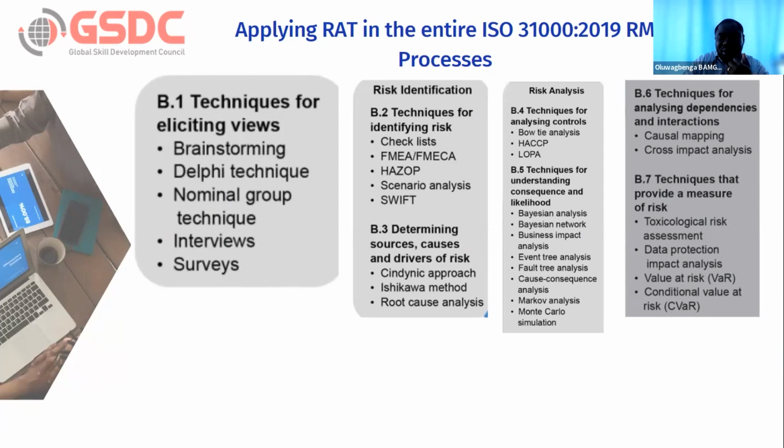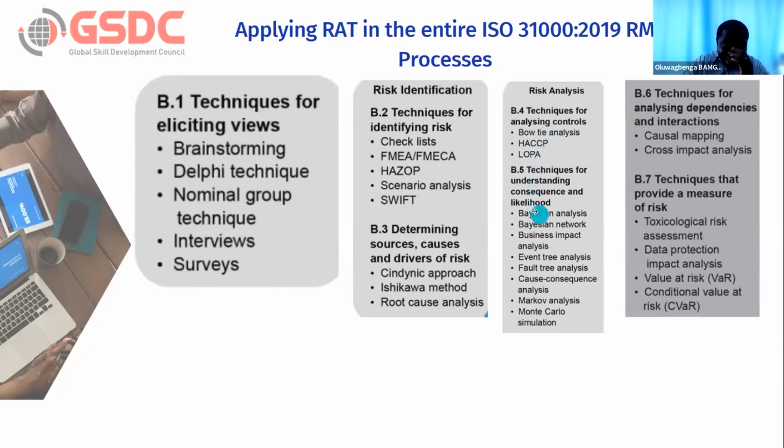we largely use that too when you're trying to identify the causes of why there are certain non-conformities, as the case may be in an existing management system project. Similarly, we have B4, where we'll be looking at techniques for analyzing the controls. You can use a bow tie analysis for that as well.